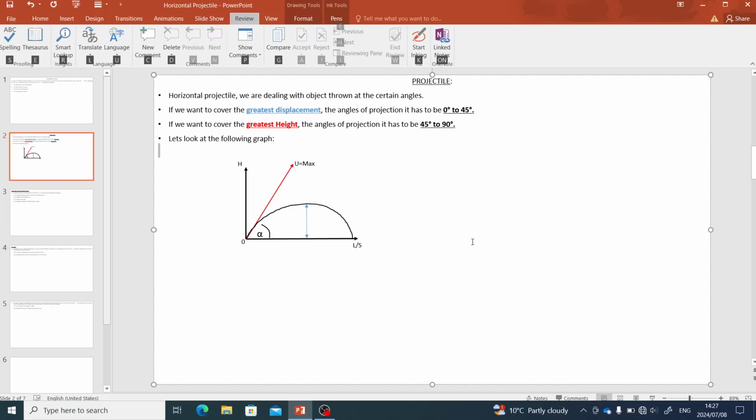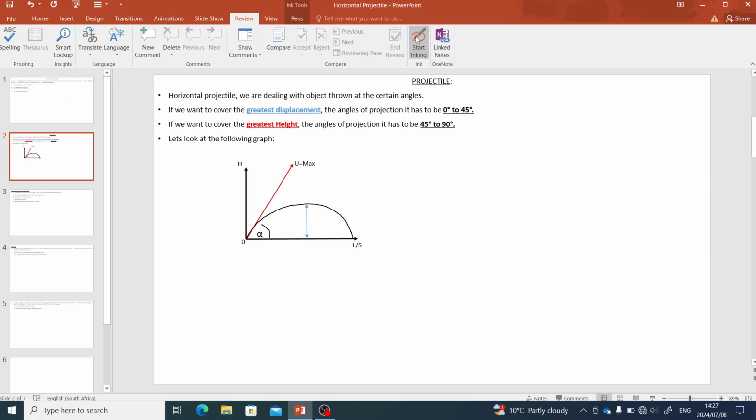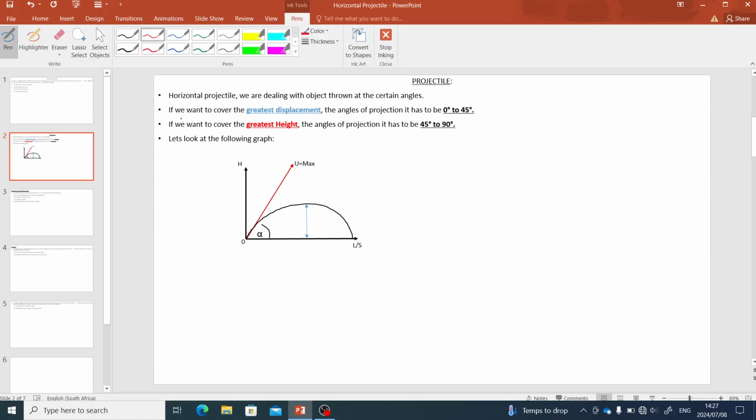Good people, let us look at the horizontal projectile. With a horizontal projectile, we are dealing with an angle. If we want to cover the greatest displacement, the angle of projection has to be between 0 and 45 degrees. Then we'll cover the greatest range. It is called the range or displacement.